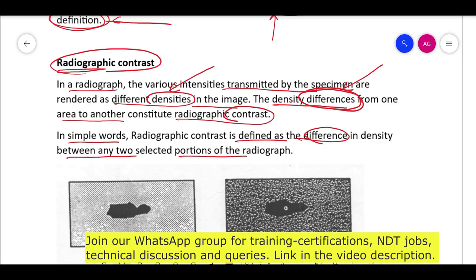Okay? So when will your contrast be good? Whenever you take any two densities of the film. So you take a black portion and the one next to it and the light portion next to it. So you can differentiate the dark and light portion equally. So you can see that this area is light and this is dark. So your radiography contrast is good. Okay?